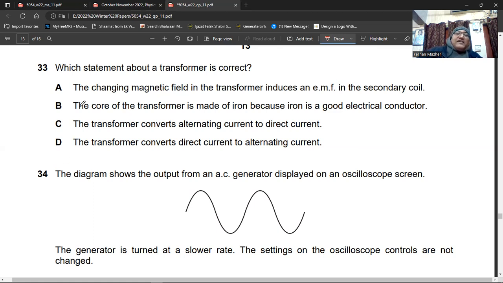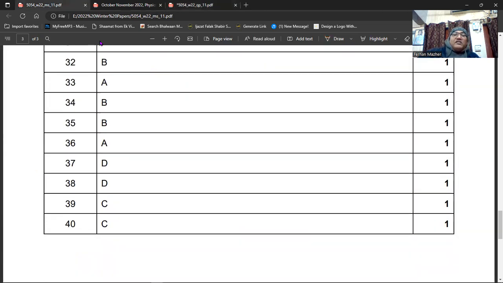So the best answer they gave is the changing magnetic field in the transformer inducing EMF in the secondary coil. That is the best option, sir. Question number 33, A is the choice.